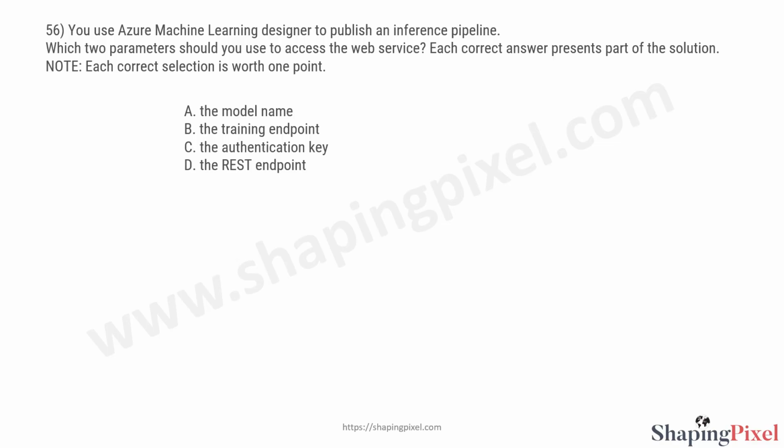And we have the following four options. Option A, the model name. Option B, the training endpoint. Option C, the authentication key. And option D, the REST endpoint. So the right answer here is option C and option D.